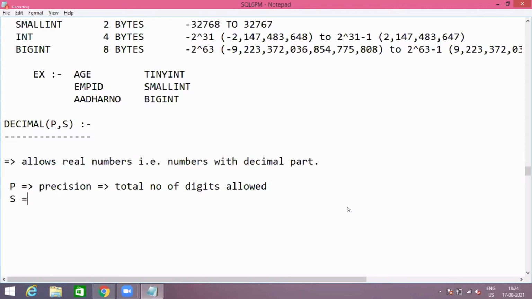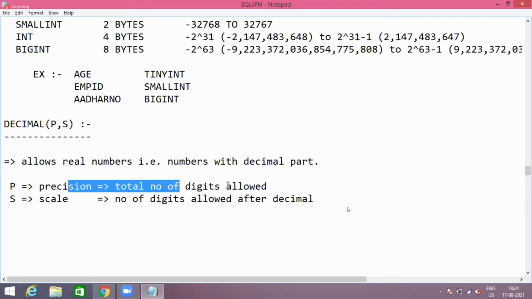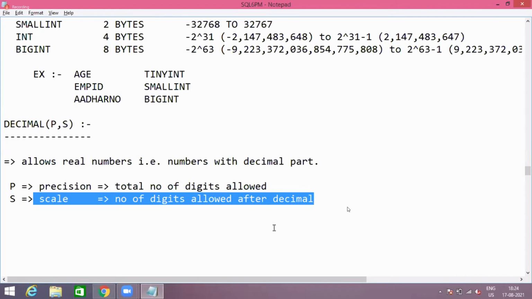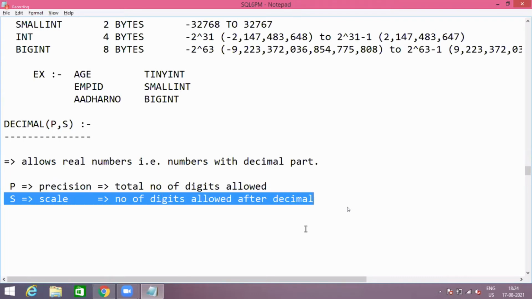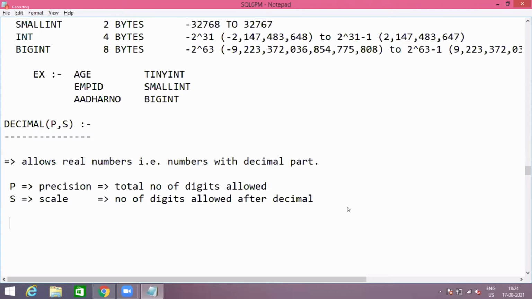S stands for scale. Scale means the number of digits allowed after the decimal. P stands for precision, the total number of digits allowed. S stands for scale, the number of digits allowed after the decimal.